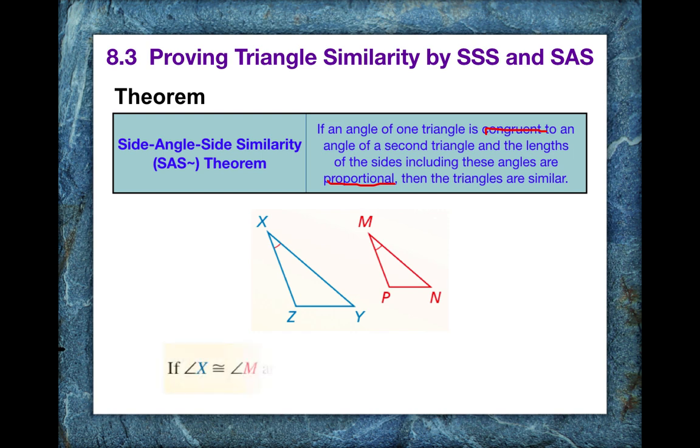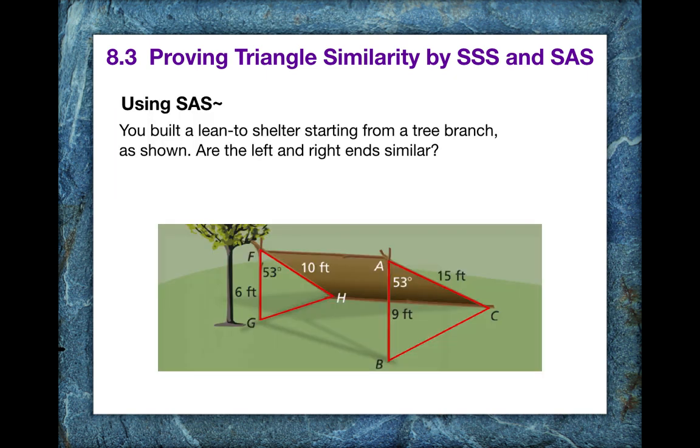So if we look at this, we're essentially saying that if we have an angle, so here's our angle, x and m, they're congruent, and then I have proportional sides, so zx to pm, and the same thing as xy to mn, then the two triangles are similar. Let's use this side angle side similarity when we have a lean-to shelter.